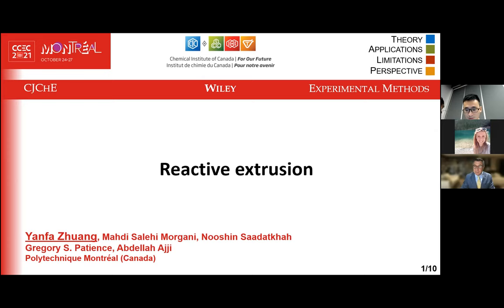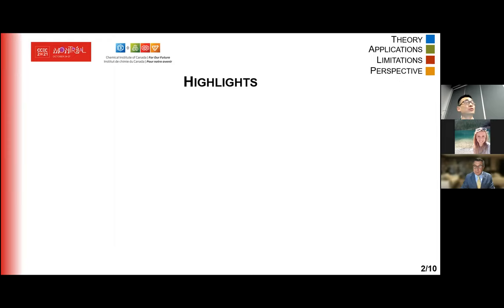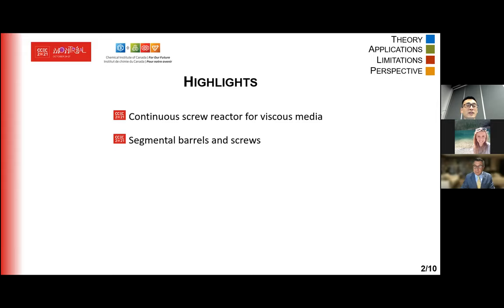Reactive extrusion, also known as reactive processing, is a polymer manufacturing method that combines chemical reactions with the traditional melt extrusion process in one extruder. The extruder works like a screw reactor, and the barrels in the extruder can be segmented for the reaction process.